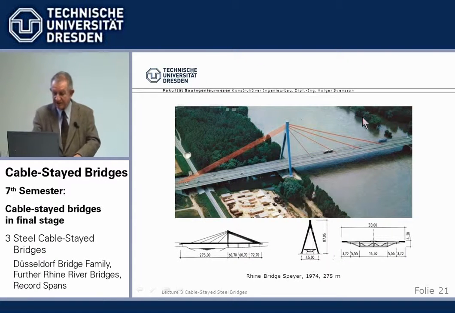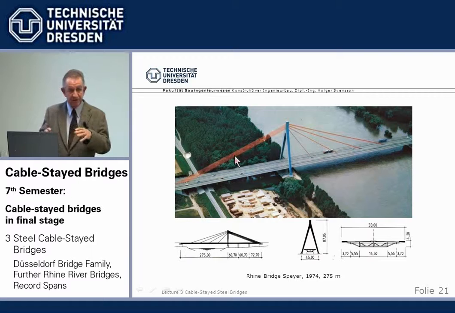Rheinbridge Speyer had a new idea by having the concentrated backstays here. This was possible because this was overland, so there were supports, same material, steel, but it is less expensive to support this beam directly by short piers than take it up to the tower and go back here. So concentrated backstays.